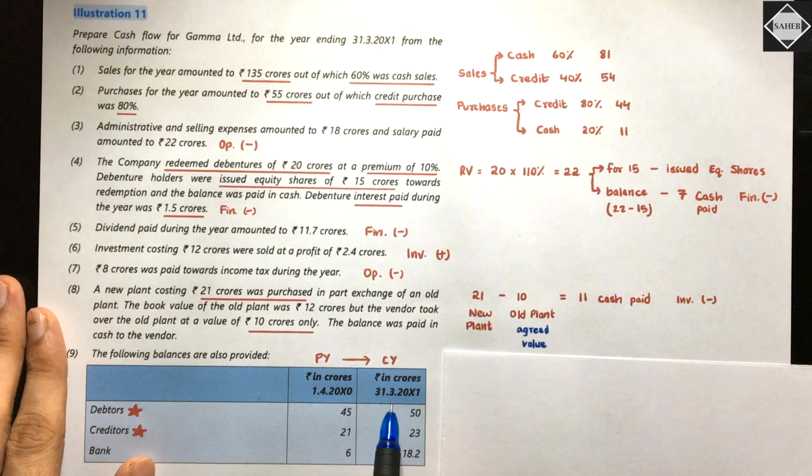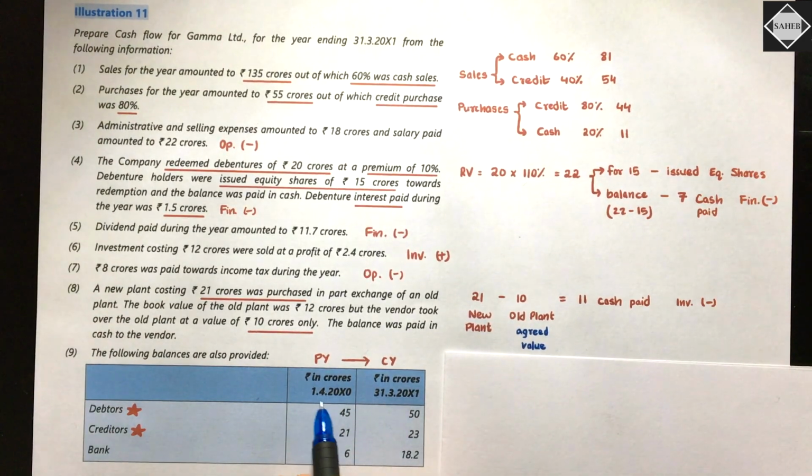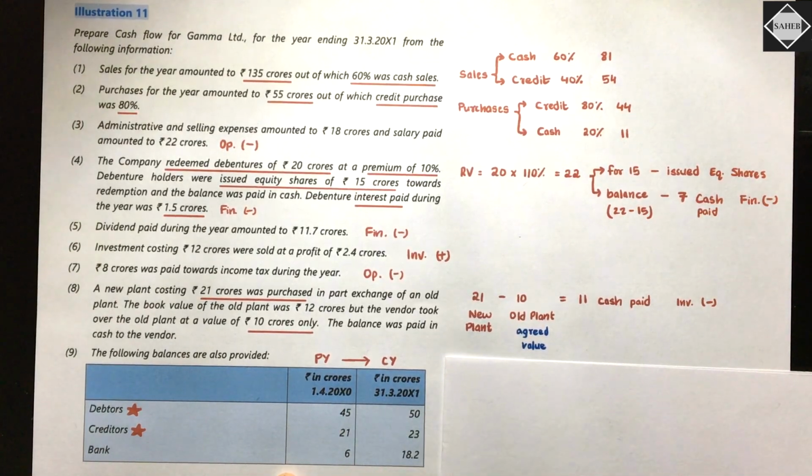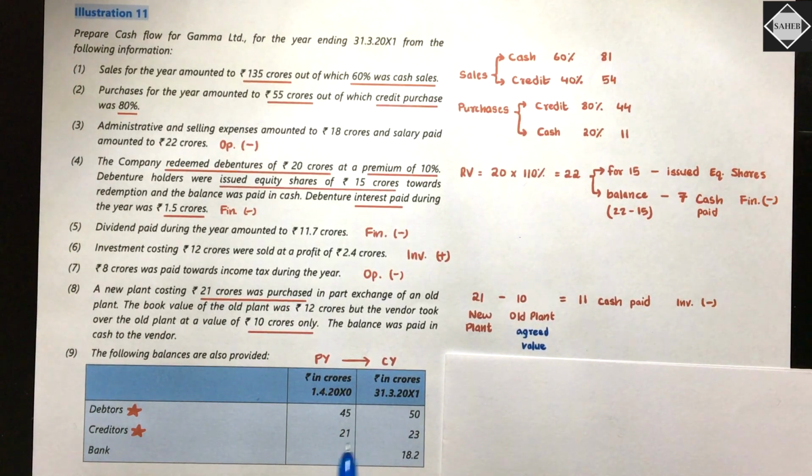Then see, the following balances are also provided. Opening balance, closing balance. This is 1st April only, so this is the current year opening balance and current year closing balance. See here, debtors: opening balance is 45, closing balance is 50 crores. Creditors: opening balance is 21, closing balance is 23, right?